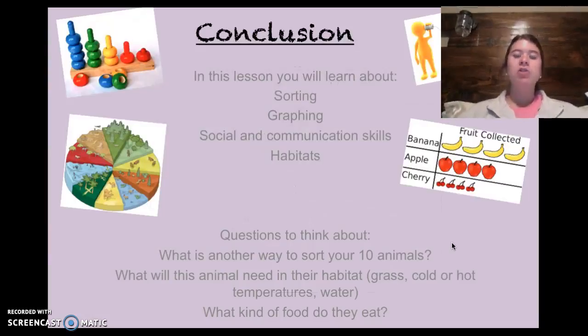So, conclusion. They will learn about sorting in this, sorting different habitats. They're going to learn about graphing. They're going to learn about social and communication skills because they're going to have to work with their groups, and then they're going to learn about different habitats.